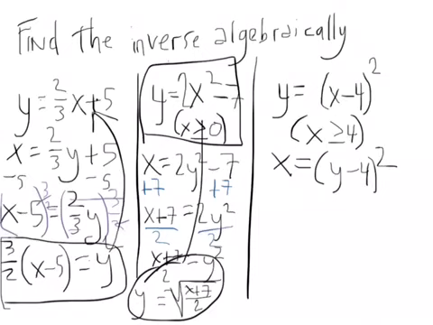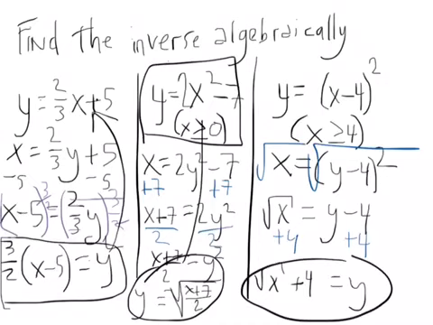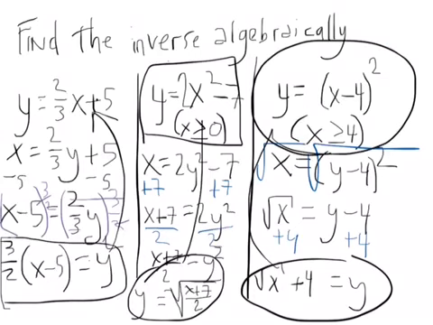So square root both sides. If I do that, notice what I end up with is square root of x equals y minus 4. Now I just got to undo subtracting 4, which is adding 4. So I end up with square root of x plus 4. Notice the plus 4 is outside of the square rooting equals y. This process undoes this process given that limitation.